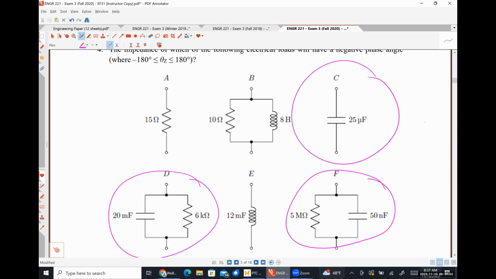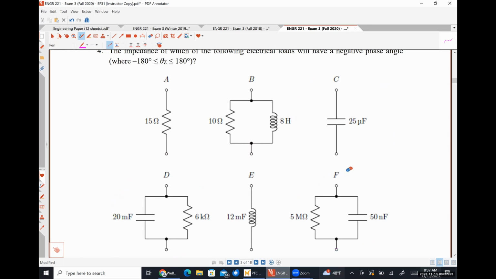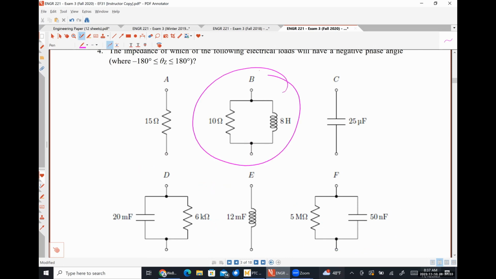Actually, before we move on from this one, I don't know if they've shown up on any of the practice tests that I've made available to you guys, but I might do something like this and say, which of the following loads operates at a leading power factor? Which of the following loads operates at a lagging power factor, et cetera? So let me erase these things. Yep, so lagging power factor would be this one. Oh, actually, sorry. Nope, that one, just that one.